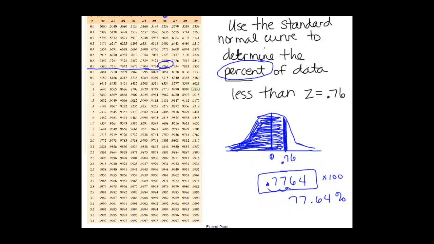Now remember that if this had said less, but if it was greater than a z-score of 0.76, we'd be looking at this part and we would have subtracted 0.7764 from 1 and then multiplied by 100 to get the percentage there. We would end up with about 23% would be to the right of that z-score.